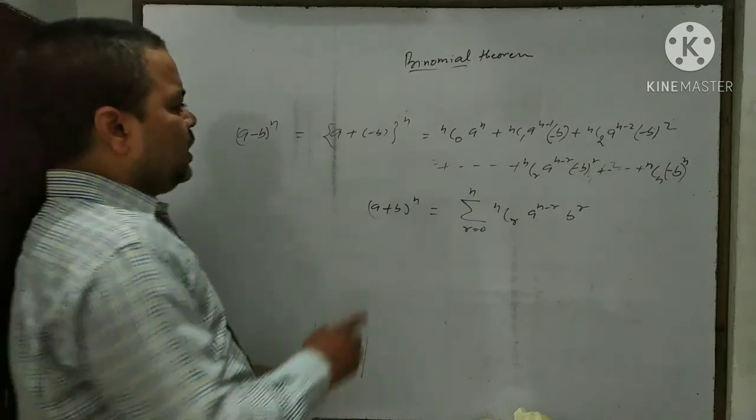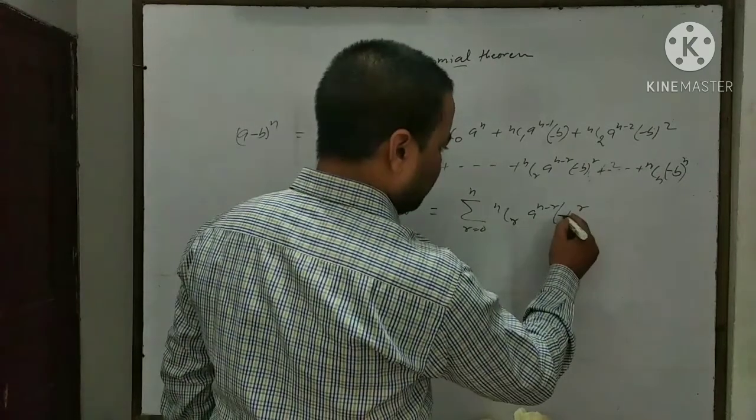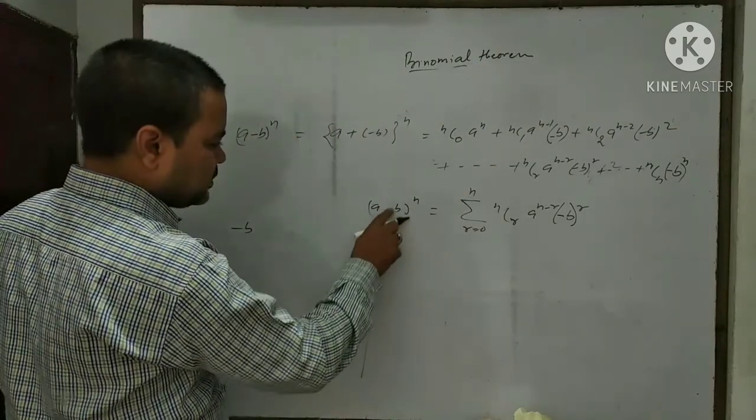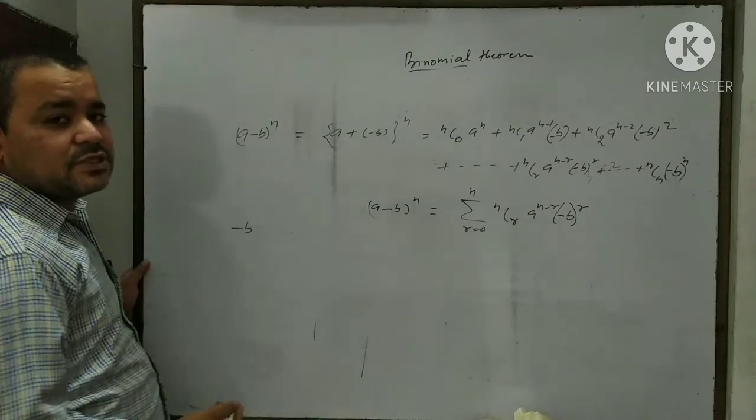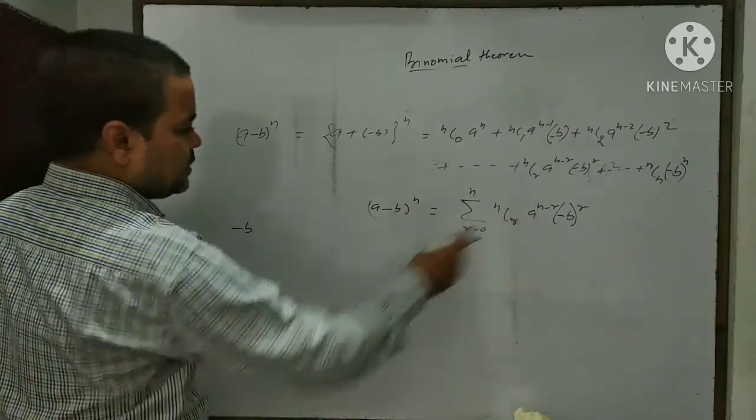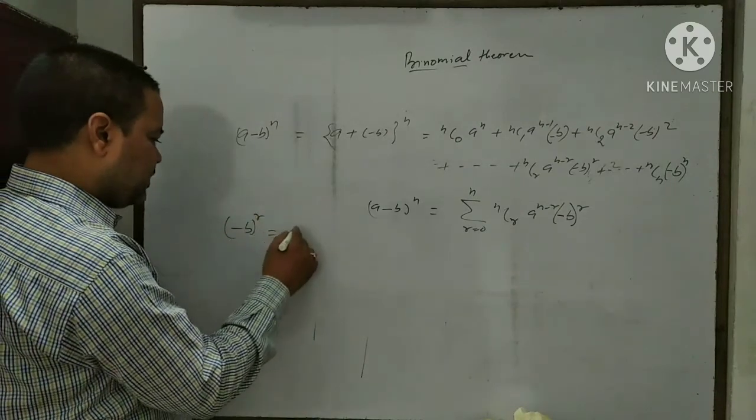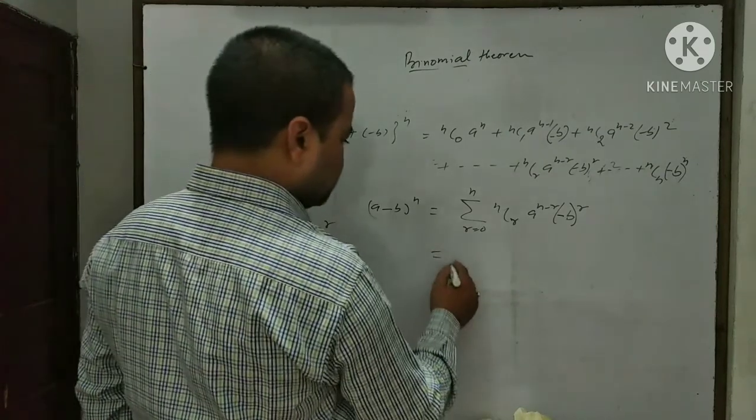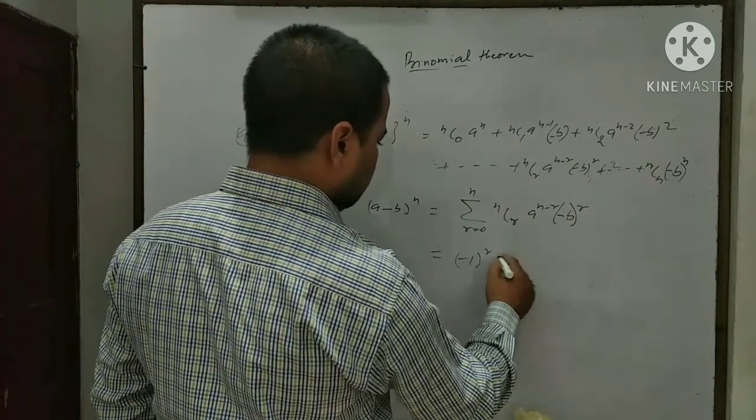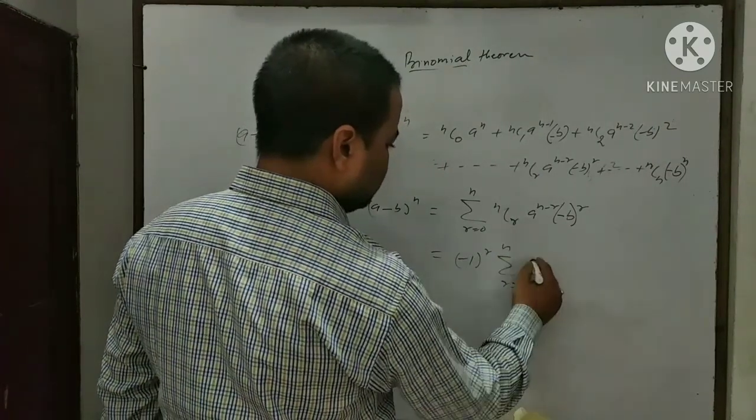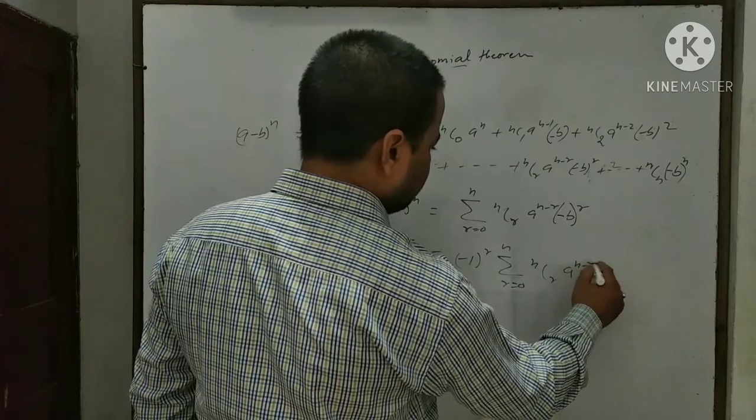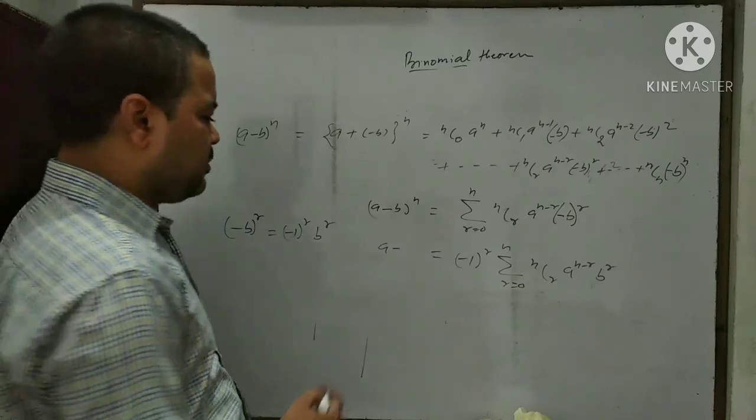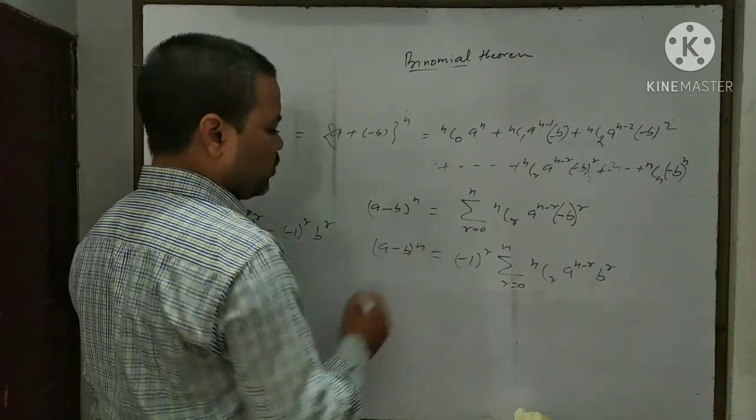In this way the general expansion of this type of binomial will be like this. But minus b raised to the power r can be written as minus 1 to the power r and b raised to the power r. So here we can represent it as minus 1 raised to the power r, where r is equal to 0 to n, nCr a raised to the power n minus r b raised to the power r. This is the difference between a plus b raised to the power n and a minus b raised to the power n.